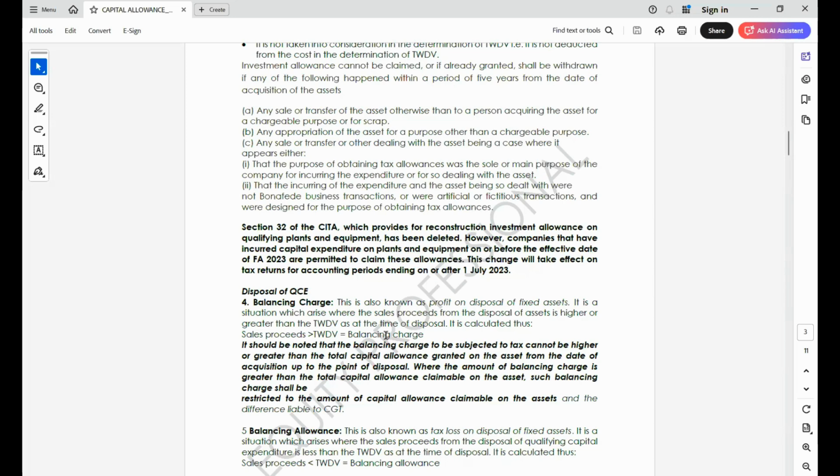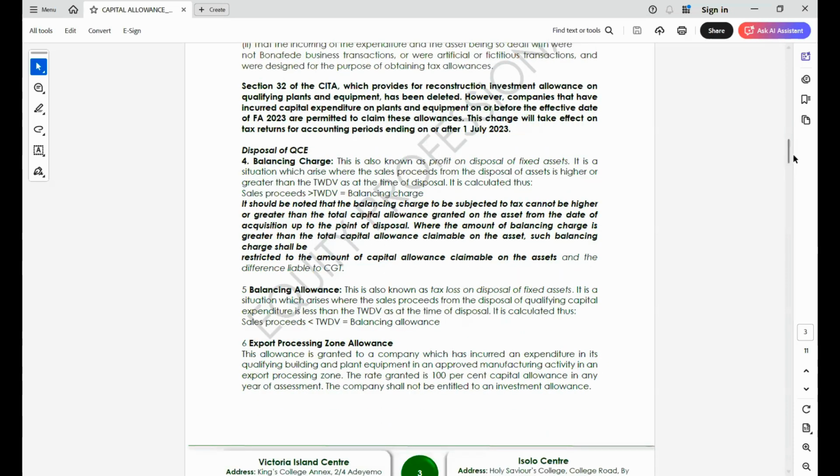Where the value is more than it, any excess amount will be regarded as chargeable gain, which will be liable to capital gain tax at the rate of 10%. This is for balancing charge. So this rule is only applicable to balancing charge. There is nothing like that for balancing allowance. So let us take note of that.